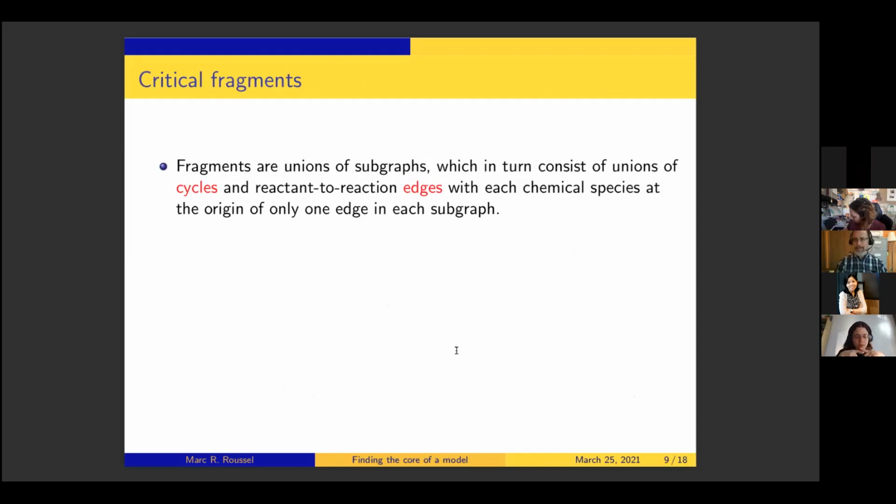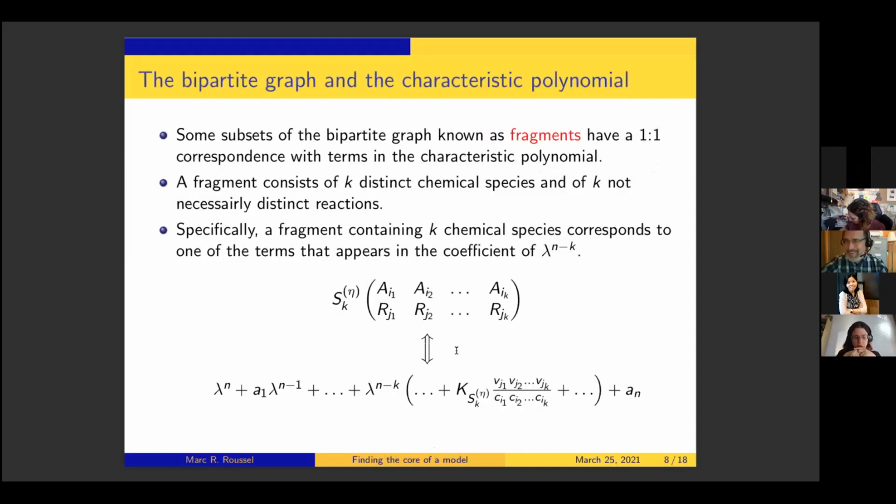Sorry to interrupt again. So this characteristic polynomial comes from the differential equation system.